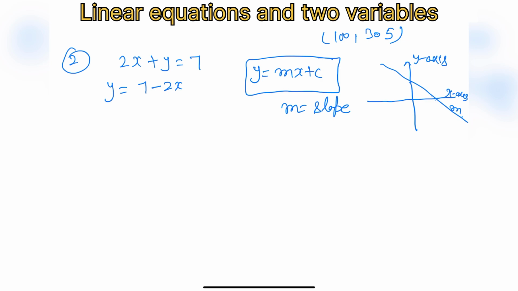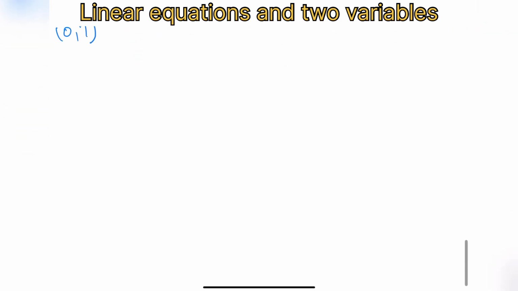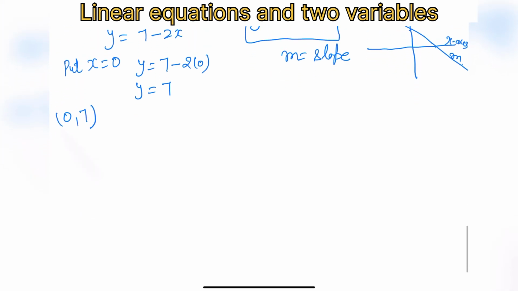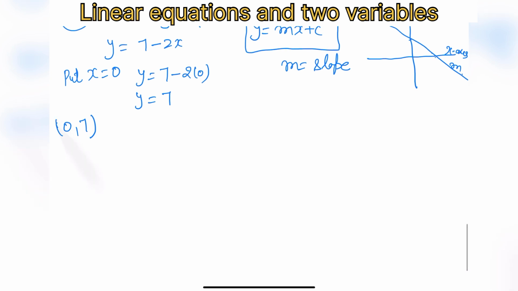To find different solutions of the equation, first we have to put the value of x as 0. Putting x as 0 in 7 minus 2 into 0, y is equal to 7. So the first solution is 0, 7. Always write the solution in the ordered form. When there is a question that says find the solution, after finding the solution write it in the ordered form. Remember that the first value is always of x and the second is of y.